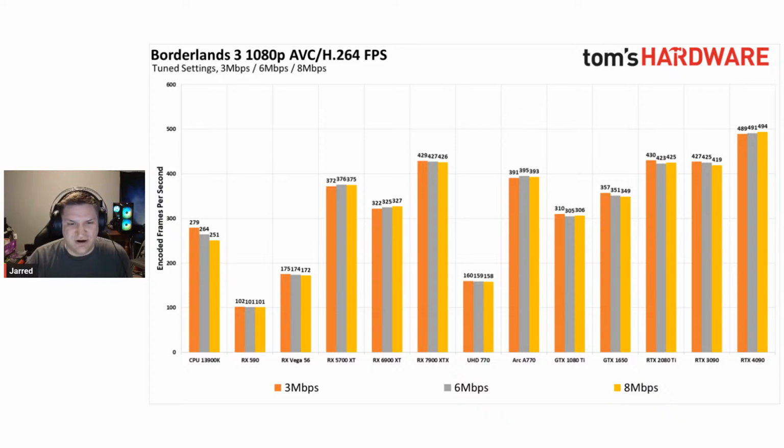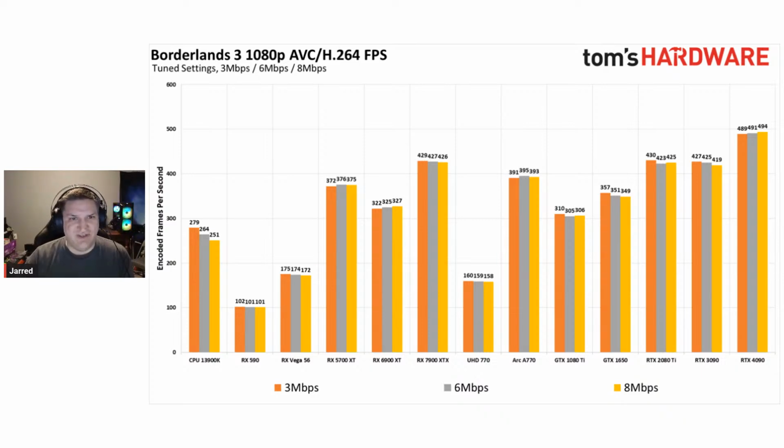Older generation hardware, it's kind of weird where you see, why was the 6900 XT slower than its predecessor? Why are Vega and 590 so different? That's a pretty big jump. The 13900K, I mean, that's a pretty beastly CPU, but for H.264 encoding, it's actually using the slow preset. It's plugging along at over 240 frames per second. This is for AVC or H.264.